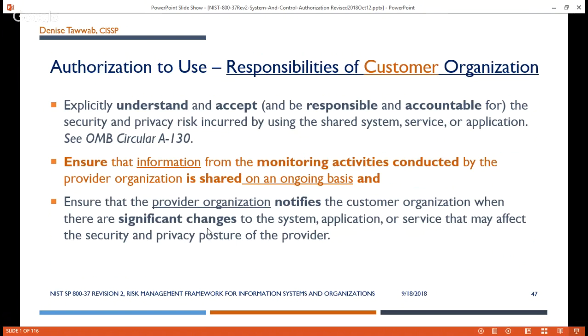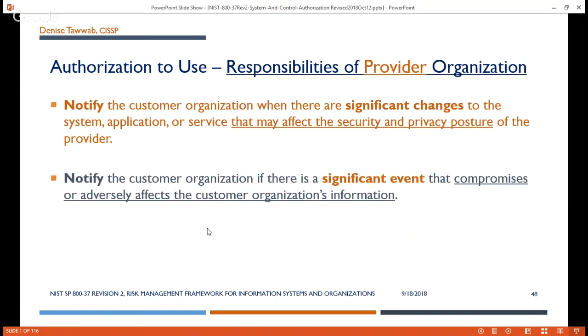The provider organization in an authorization to use situation also has responsibilities. They must notify the customer organization when there are significant changes to the system, application, or service that may affect the security and privacy posture of the provider. They also must notify the customer organization if there's an event that compromises the customer organization's information. So if there's a data breach, if there's something that compromises your information, then the cloud provider or the shared system provider has to let you know.